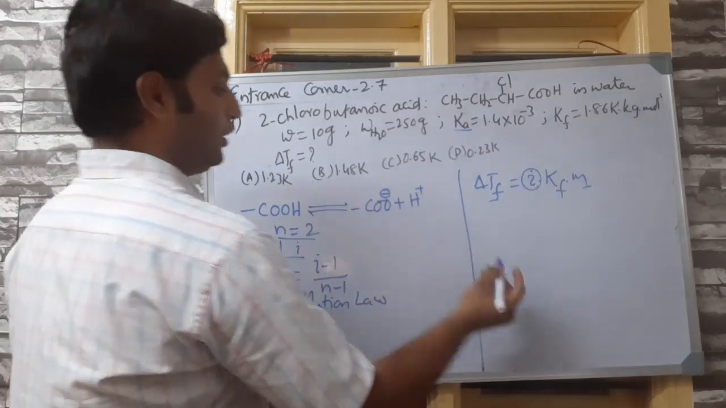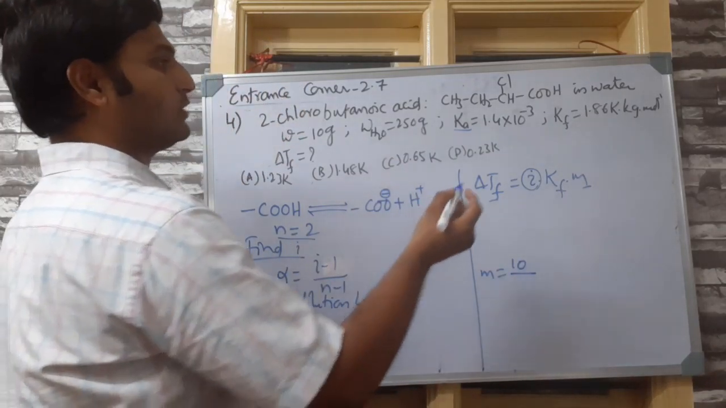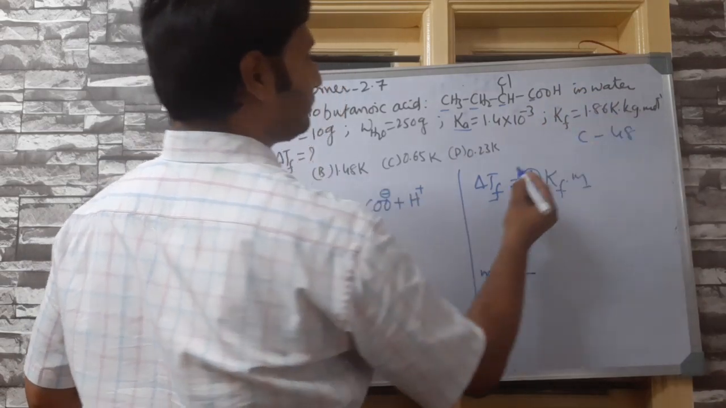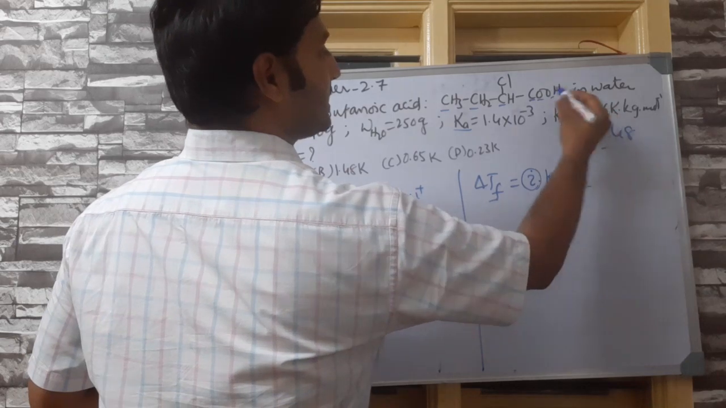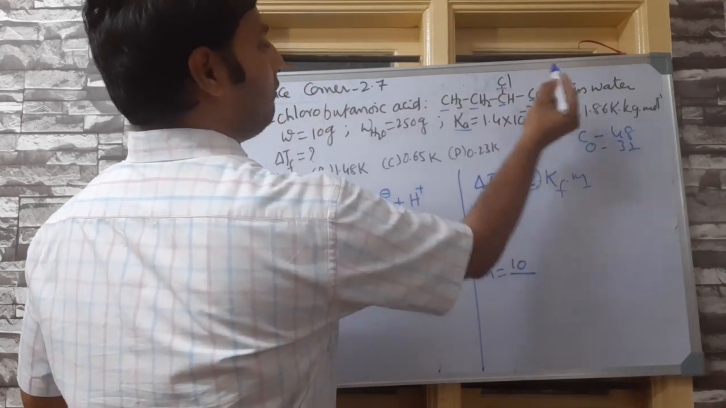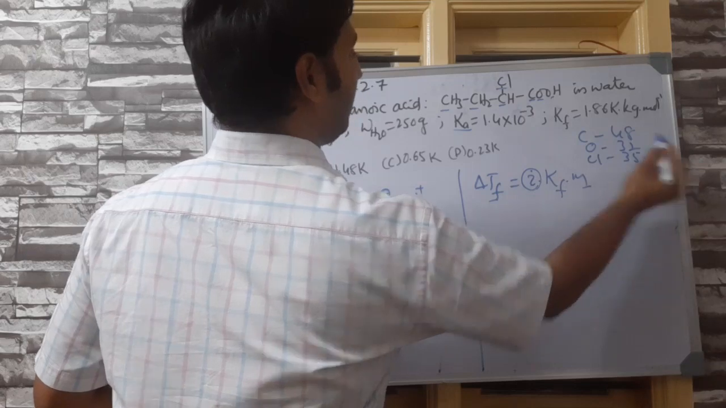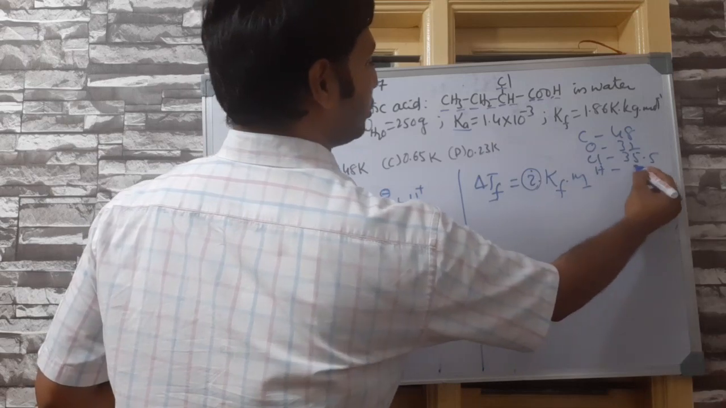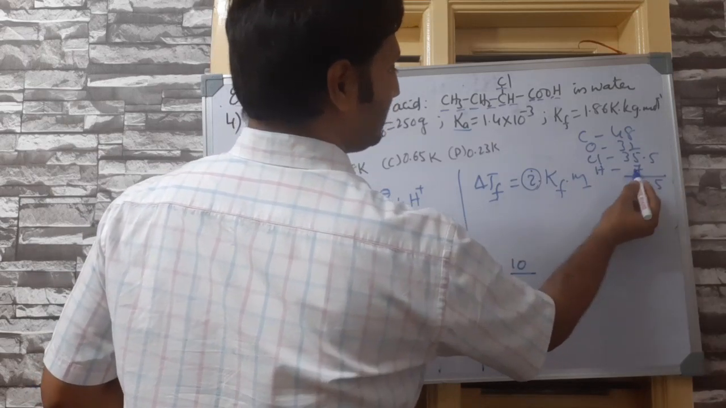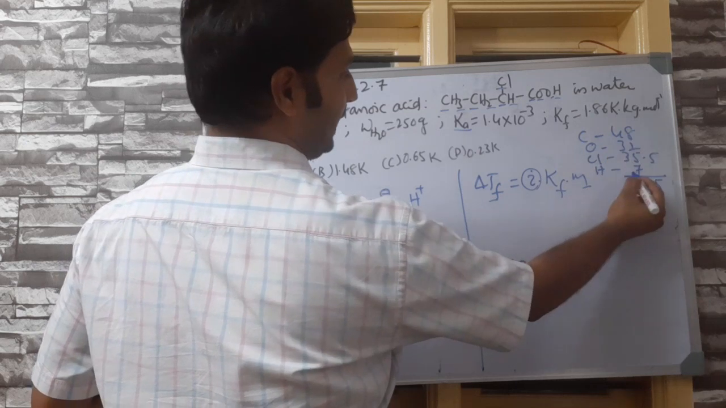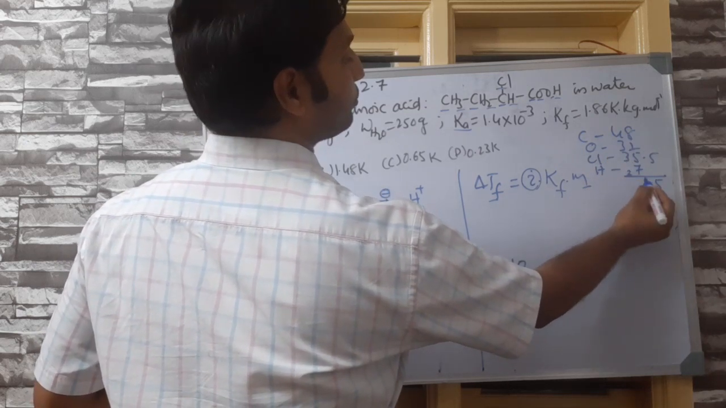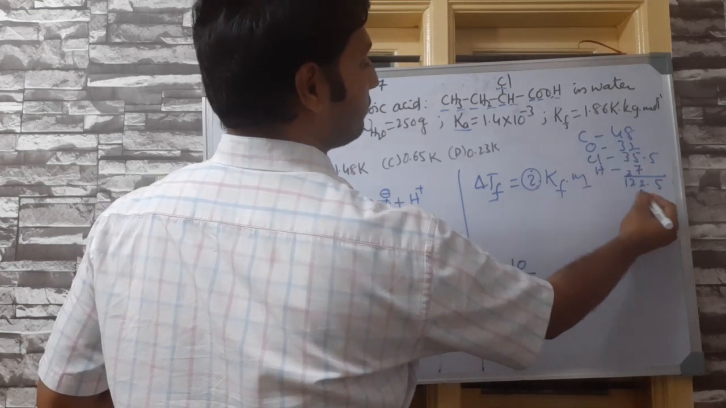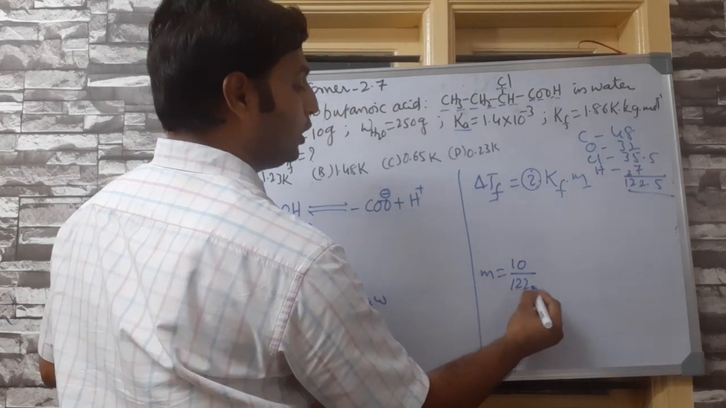Molality is equal to weight of solute 10 divided by molar mass of solute. 1, 2, 3, 4. You have 4 carbons. 12 fours are 48. You have 2 oxygens. 16 into 2, 32. You have 1 chlorine, 35.5, and 3 plus 2, 5 plus 1, 6 plus 1, 7 hydrogens, so 7. 48 plus 32 is 80, 80 plus 35.5 plus 7, so 122.5 is the molar mass.